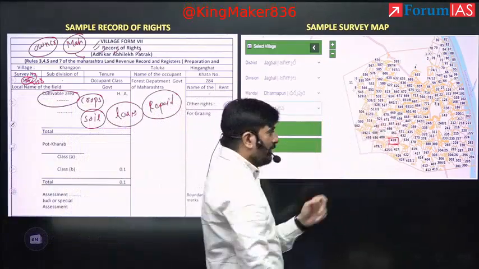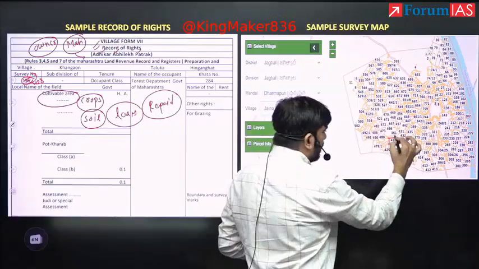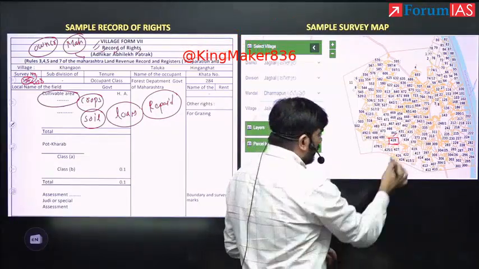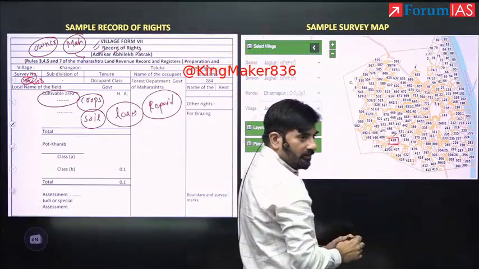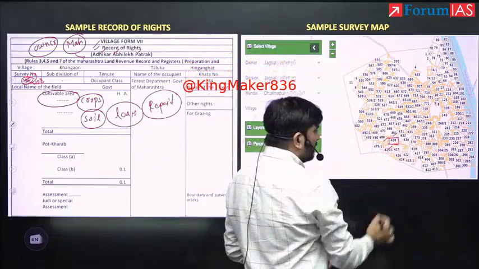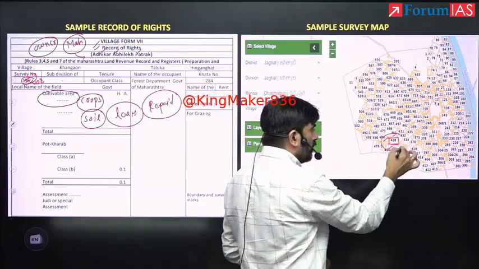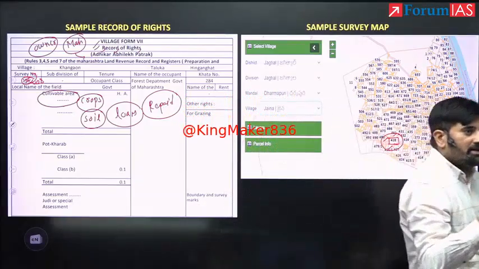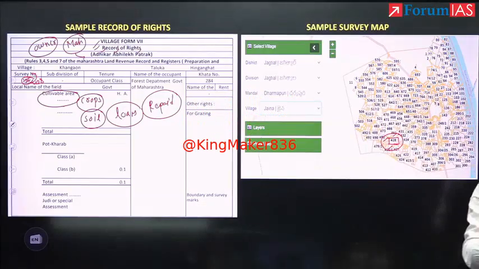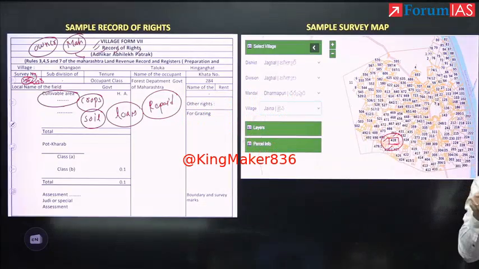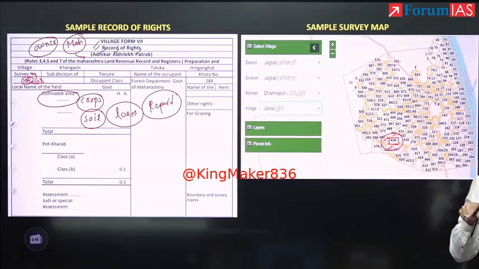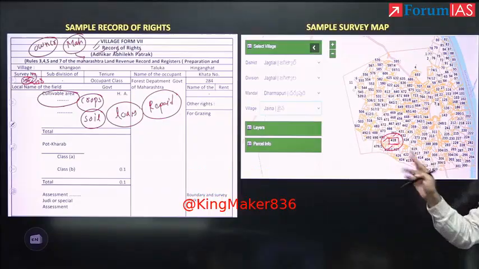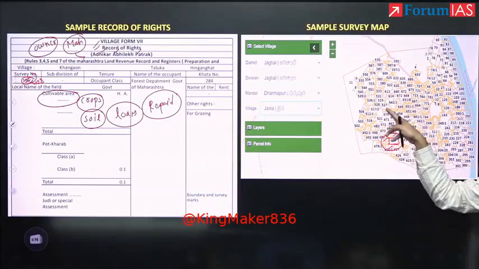In this survey map, I can get to know that to my north, this is the survey number. To my south, this is my survey number. To my west, this is my survey number. So this is how I can get to know the exact location. Sometimes disputes also arise over the boundaries of a property. Those disputes, to a large extent, are addressed by this survey map.